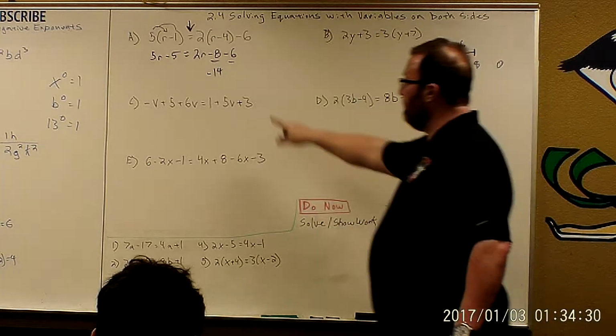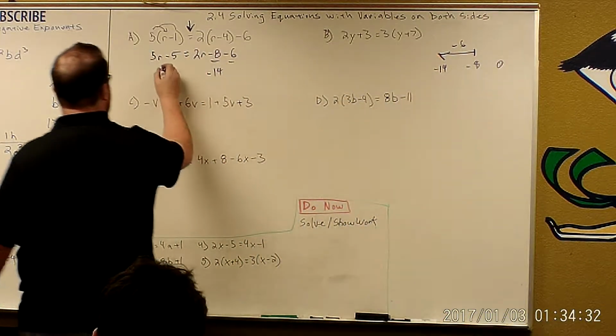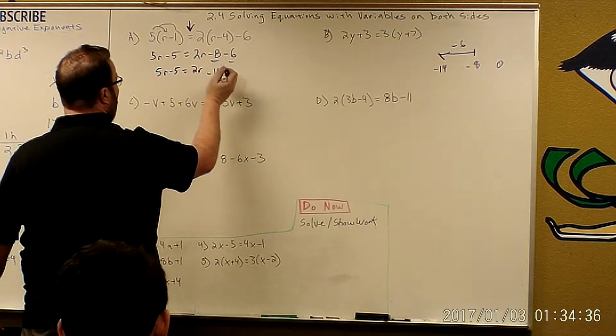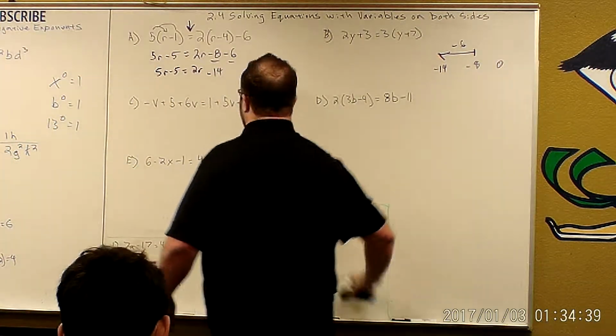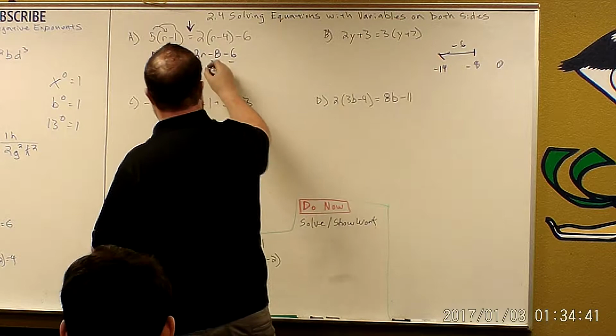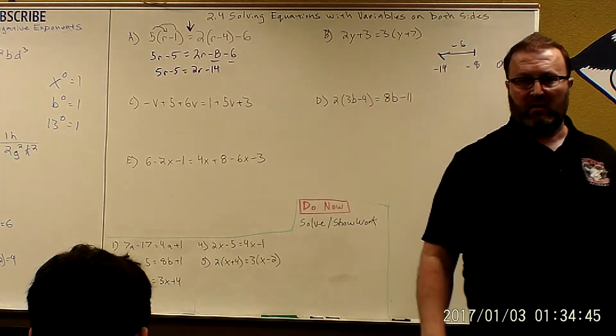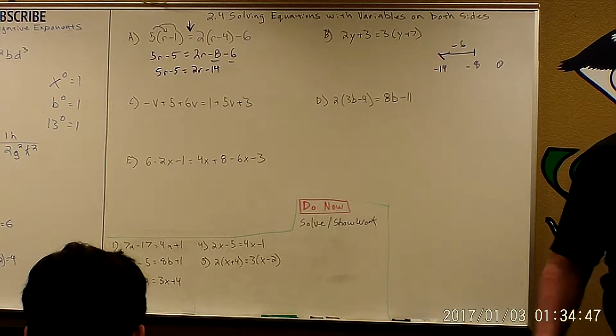Okay? So we simplified, right? So now we can bring down the rest of the problem. 5r minus 5 equals 2r minus 14. Let me move up that 14. Okay, any questions on what I did there? Hopefully not, because all I did was rewrite the problem.